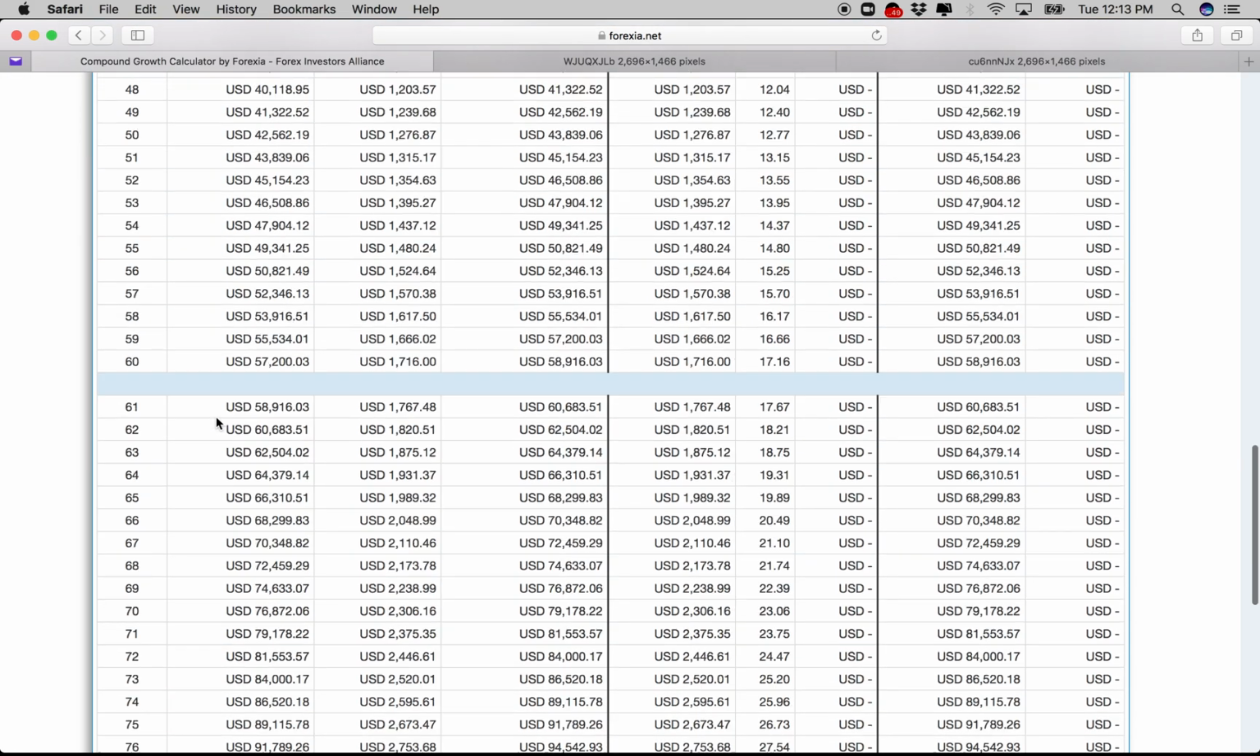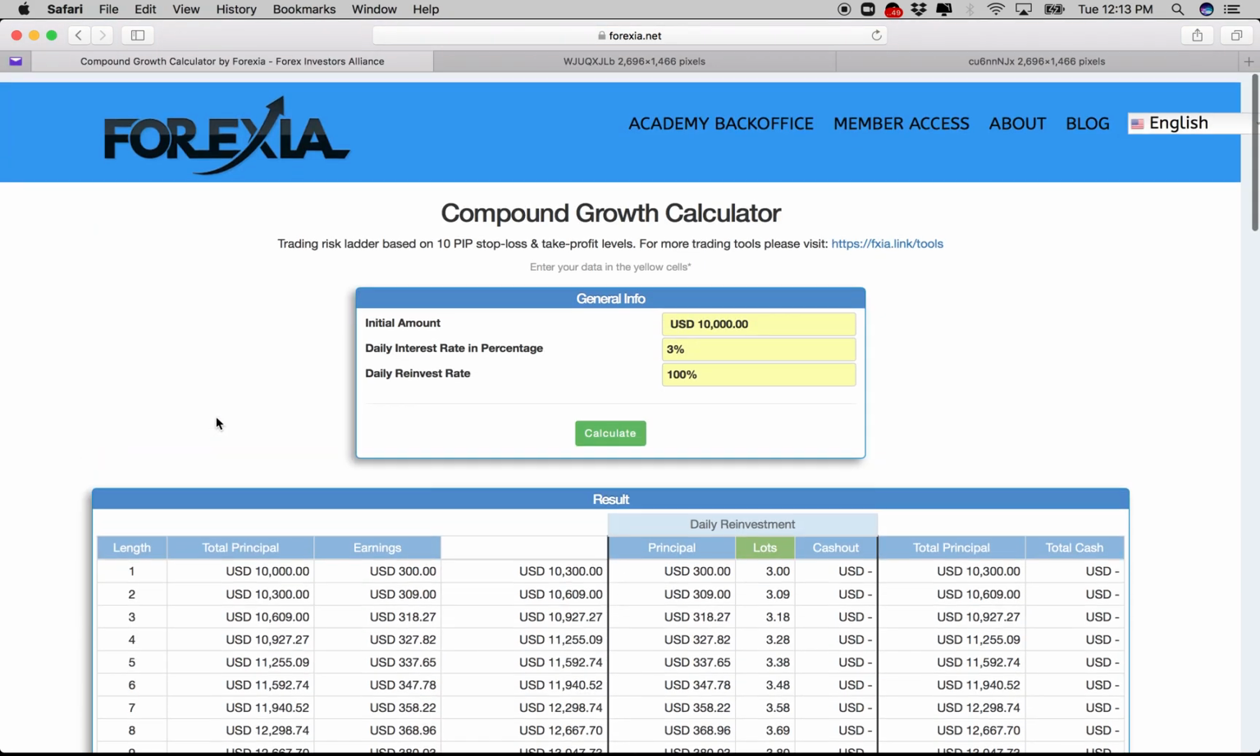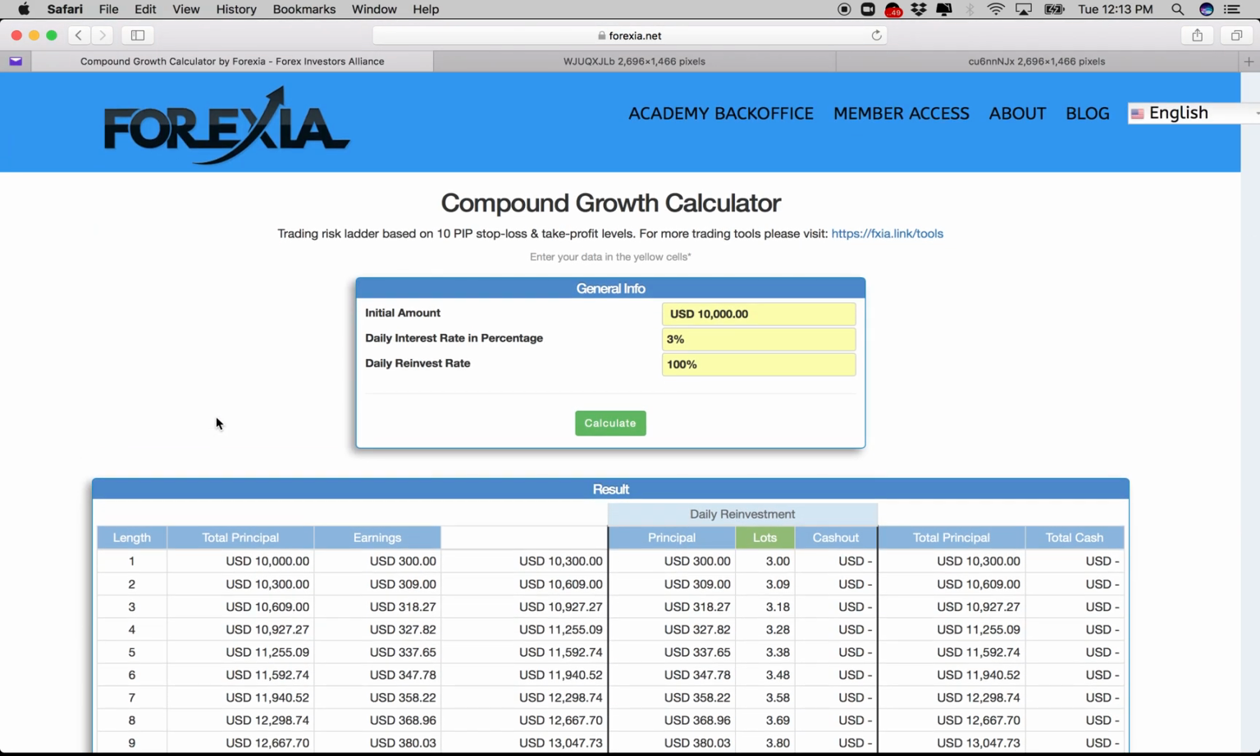So that's why we created this chart, you guys. That's why we automated it. That's who we are here at Forexia. We are trying to innovate and give you guys the best possible tools. So hopefully you guys can use this to your best advantage.